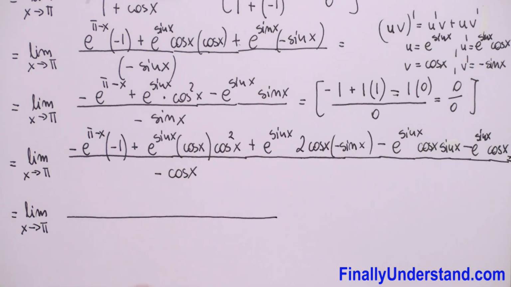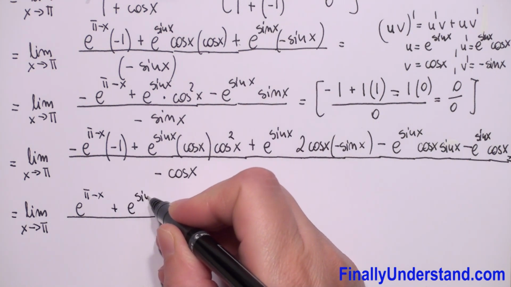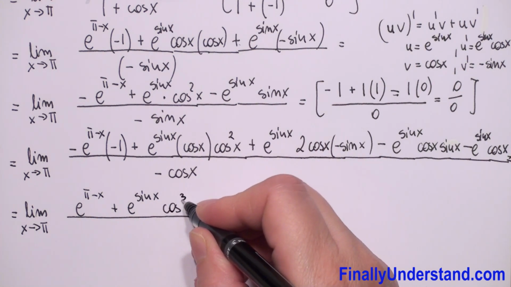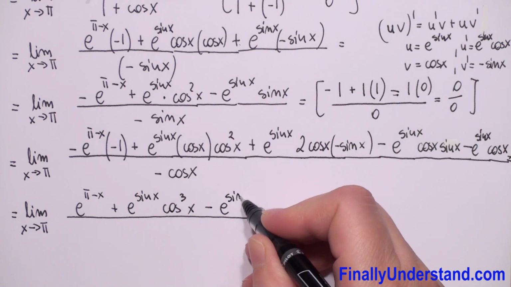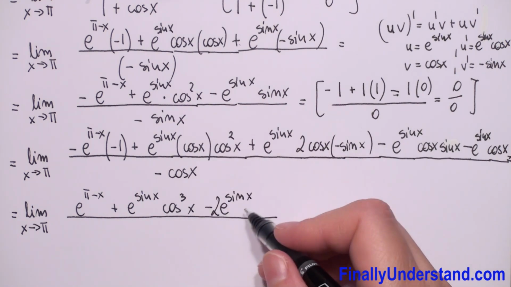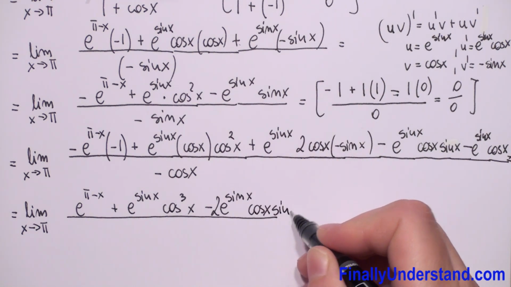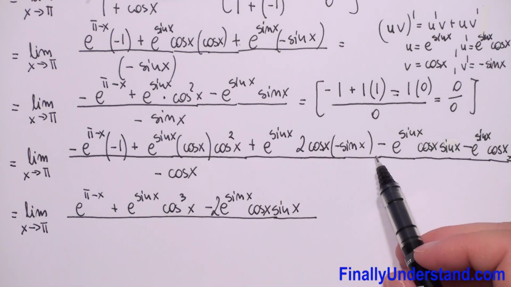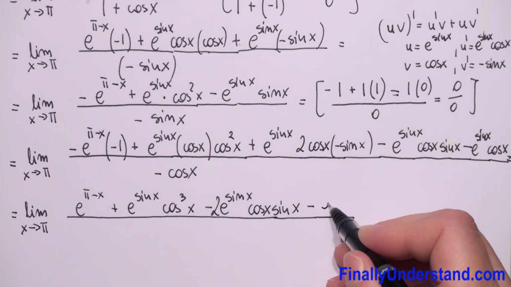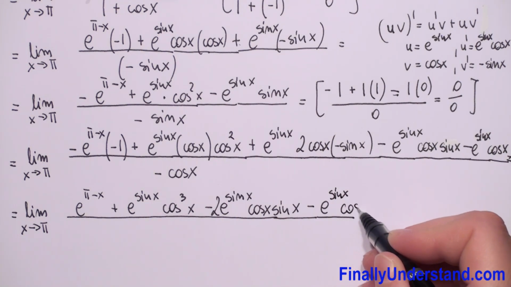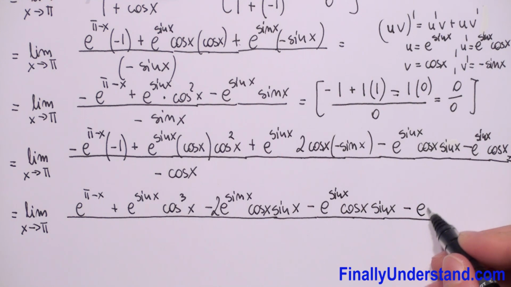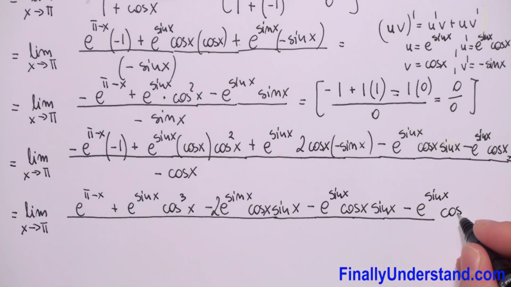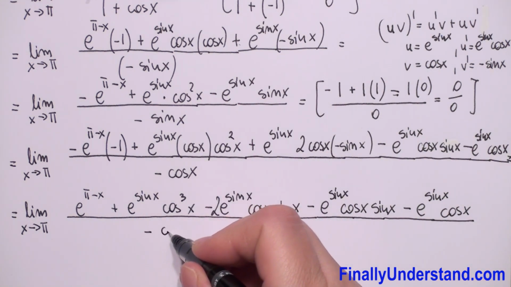So this is equal. We have to copy limit as x approaches pi, and numerator we have negative times negative is positive, so we have e to power pi minus x. Next we have plus e to power sine of x, cosine times cosine square is cosine cube of x, and next we have positive times negative is negative. We have e to power sine of x, 2 we can put first, and we have cosine of x times sine of x, and now we have negative e to power sine of x times cosine of x times sine of x, minus e to power sine of x times cosine of x over negative cosine of x.